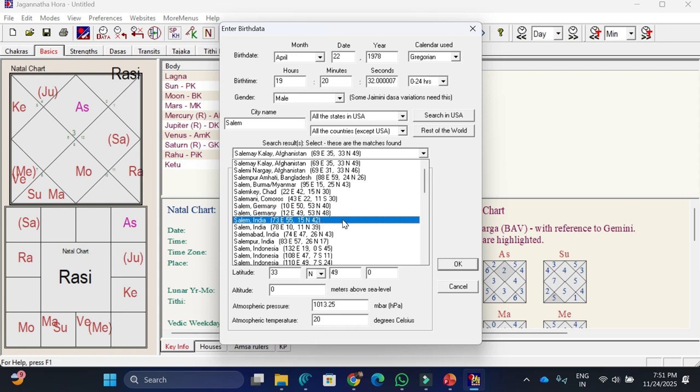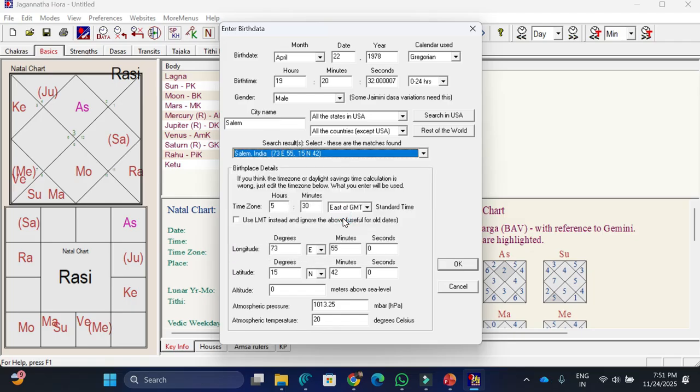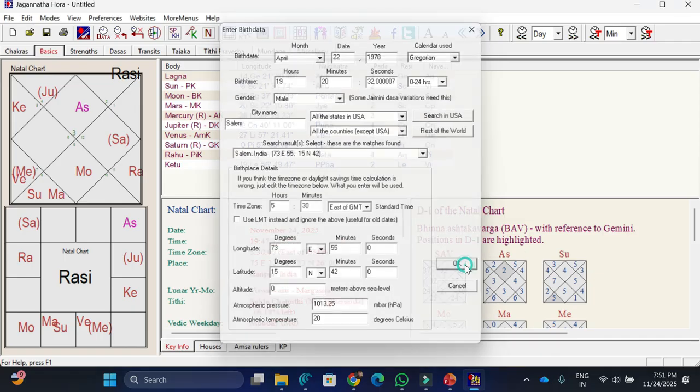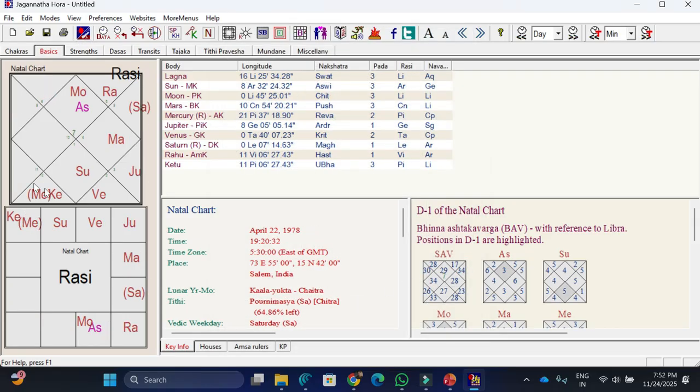There are two places in India with two different longitudes, like one is 73 degrees east, and the other is 70. Go with the first one. If there is any confusion about the correct longitude, you just Google search it. It will give you the correct longitude of your place, and then you press OK. Now this chart has come. We will discuss more technicalities of this software slowly as we understand various things.